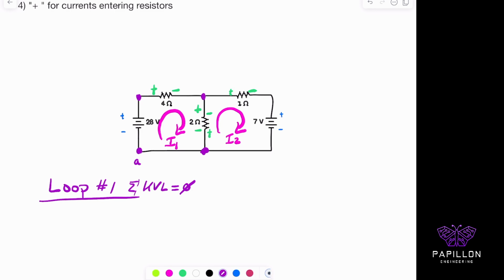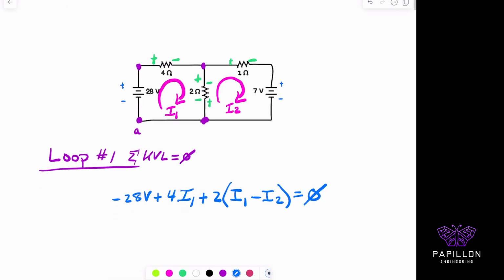So the equation for all that will be the following. It'll be read as minus 28 volts plus 4 times I1 plus 2, and it's 2 ohms. Because I am in loop 1, it's going to be I1, and it's opposing the direction of I2. And all of that will sum up to be equal to 0. All right, so that's how you write the first KVL equation.